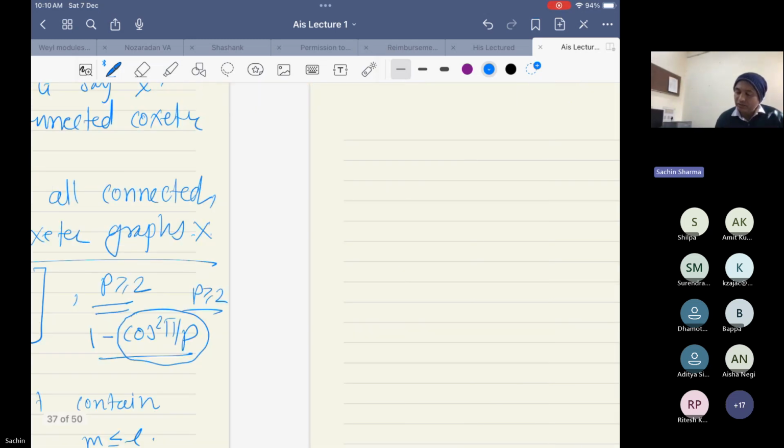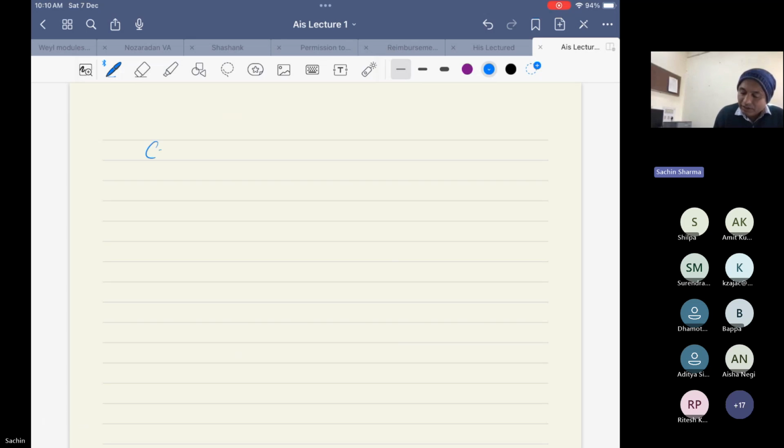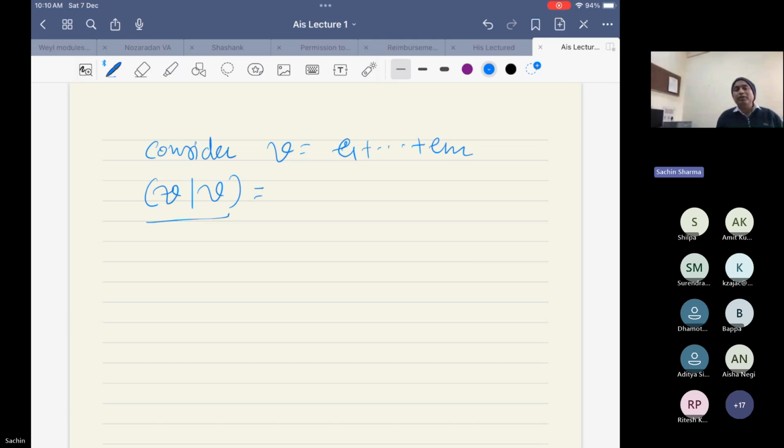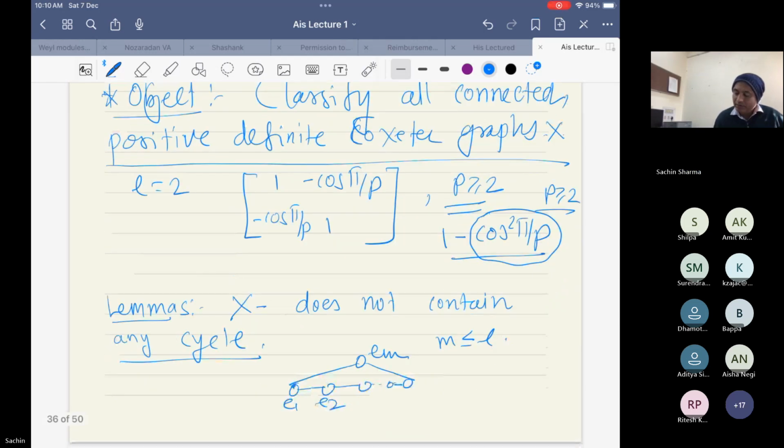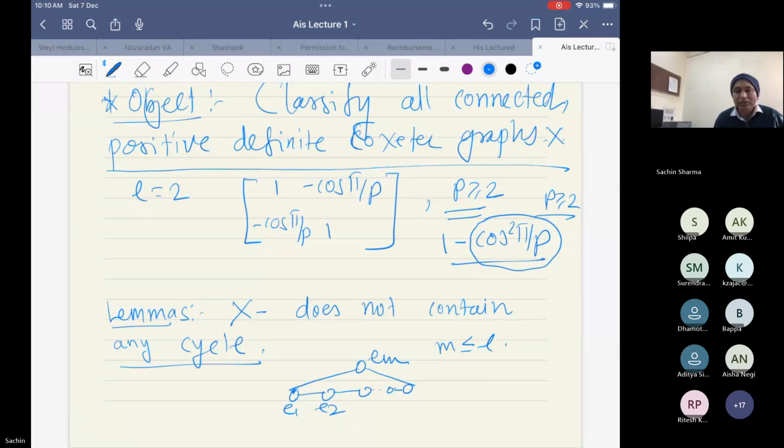So consider a vector v equal to e1 plus dot dot dot plus em. Somebody from the audience, determine its inner product. What can you tell about this inner product? How many edges does every vertex have? Yeah, e1 has how many edges? Two edges actually. Right? Yes.